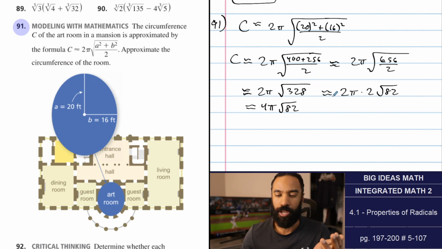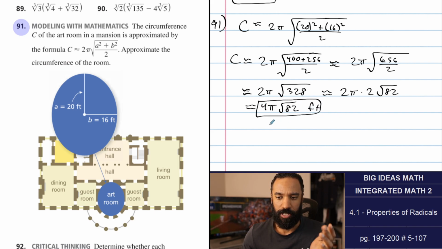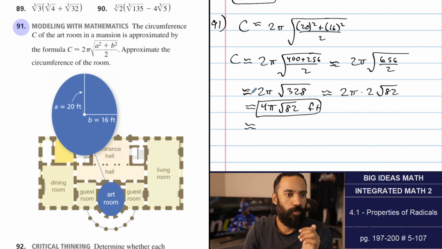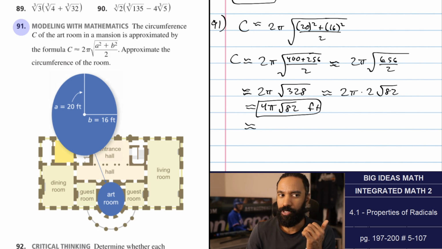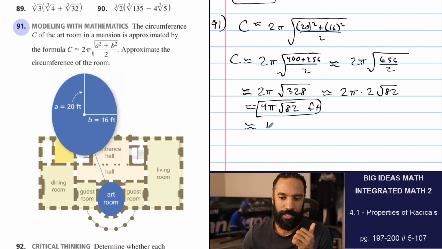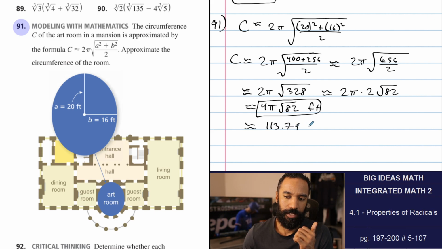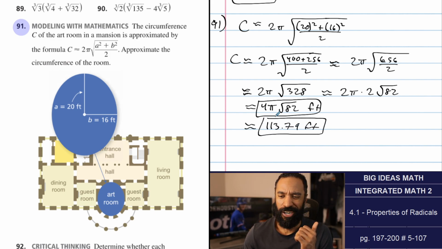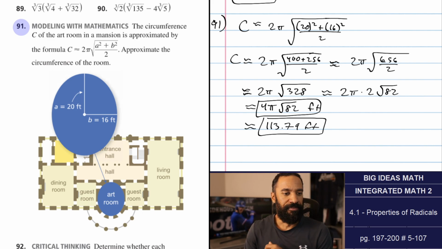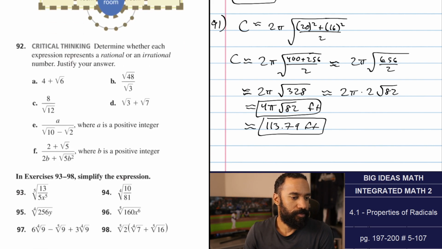Okay, so anyway, this is feet, not square feet. This is circumference. That's like an exact approximation, and it's about 113.79 feet. About 114 feet. There's the circumference.